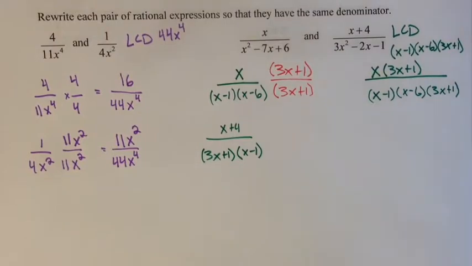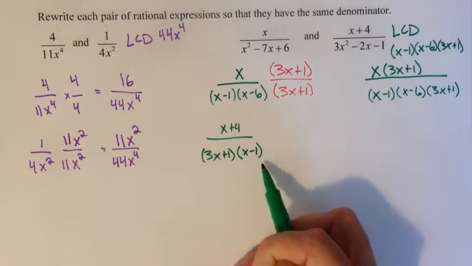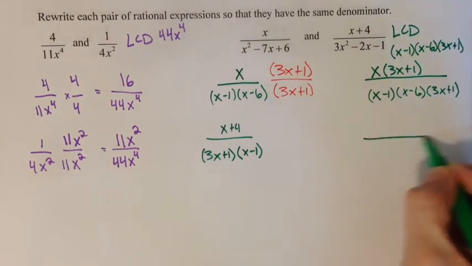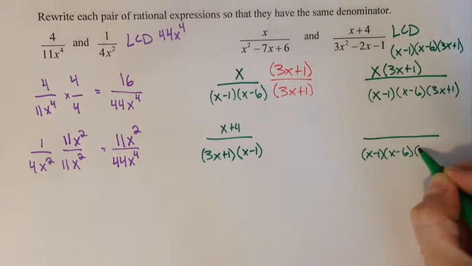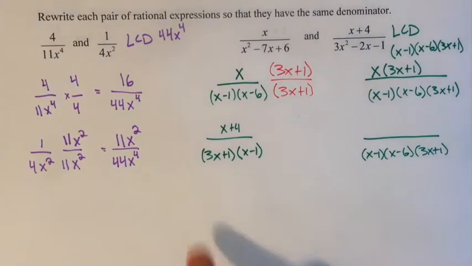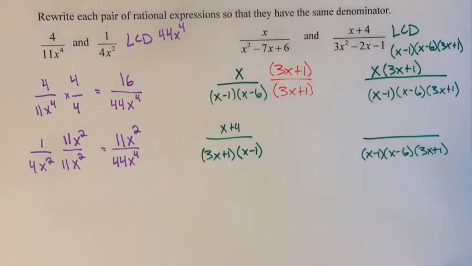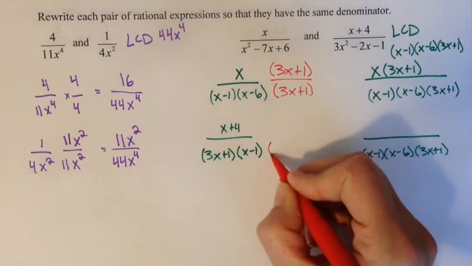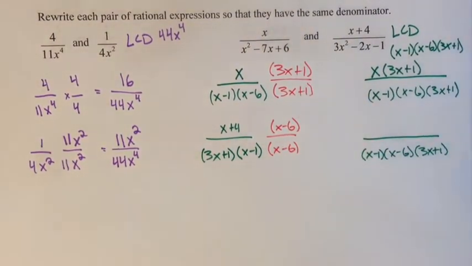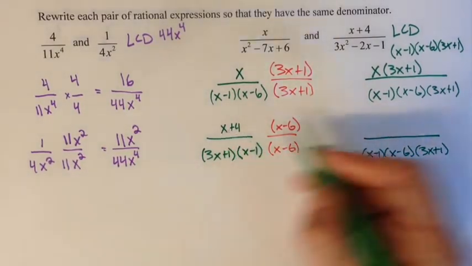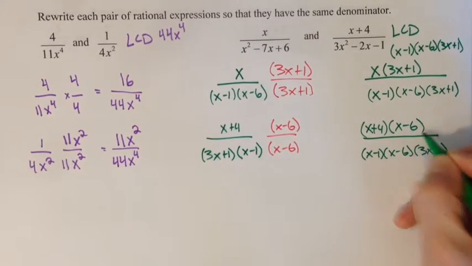Now we'll go ahead and do the same thing for our second fraction. I have x plus 4 on top, (3x plus 1)(x minus 1) on the bottom. My goal denominator is (x minus 1)(x minus 6)(3x plus 1). Now I notice that I already have the 3x plus 1 and the x minus 1 part, but I don't have the x minus 6 part. So I'm going to multiply top and bottom by x minus 6. When I pull that over, I have (x plus 4) multiplied by (x minus 6) as my new numerator.